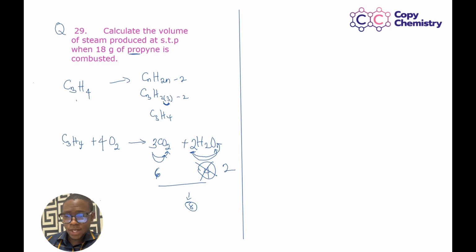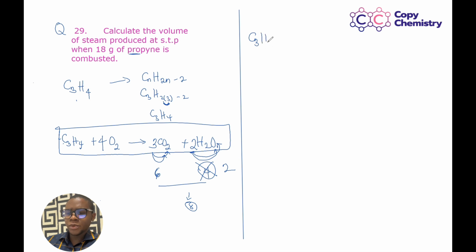Hope you're able to spot that. Okay, so if we have this here, it just means that this is our balanced equation and we can work with this. Now, to calculate the volume of steam, that's the H2O steam, at s.t.p when 18 grams of propyne is combusted. Okay, what is the molar mass of propyne first? Molar mass is 3 times 12 plus 4 times 1.